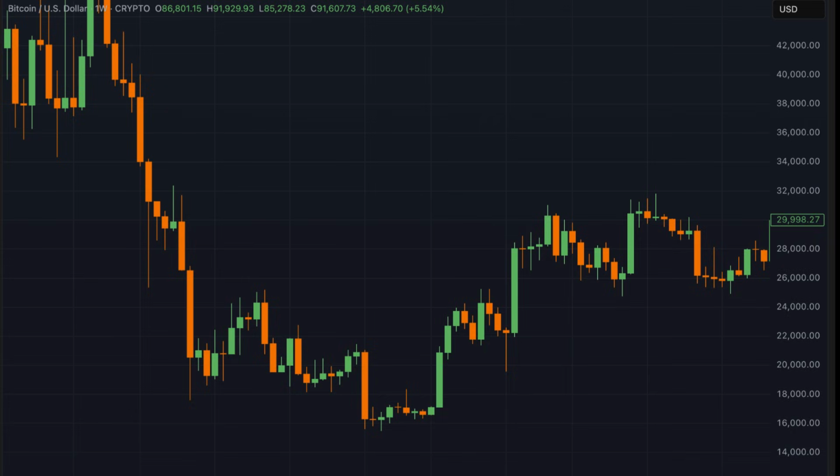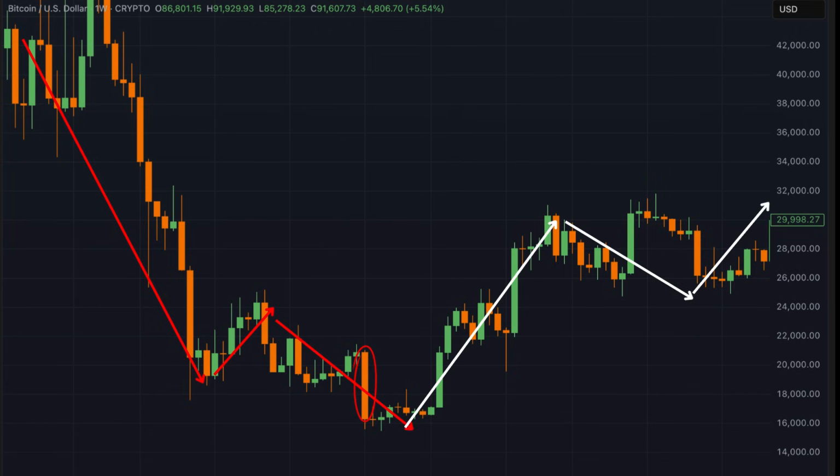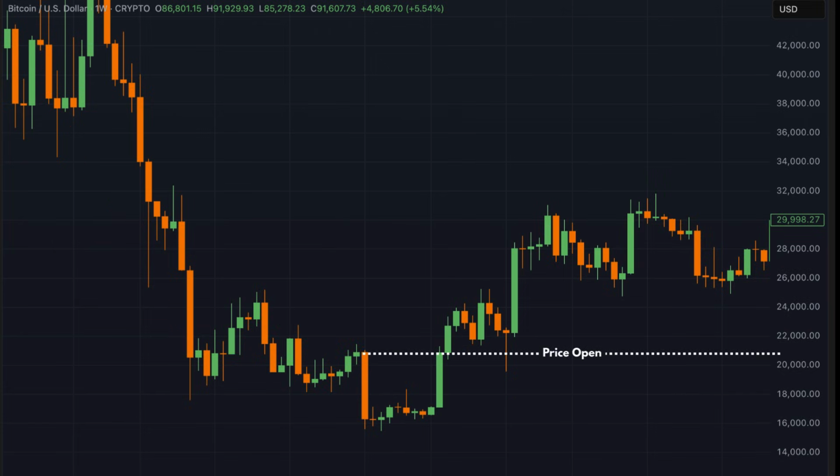Now let's take a look at Bitcoin on the weekly time frame in December 2022. Our first example here is the last big bearish candle before the market reversed from bearish to bullish. We can see that the price opened higher at 20.9k.